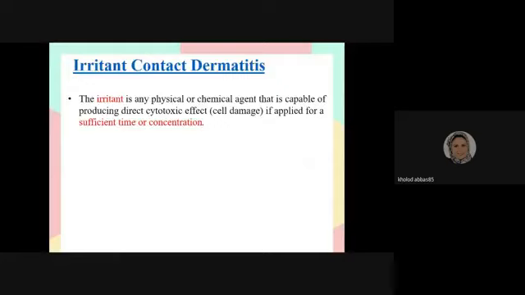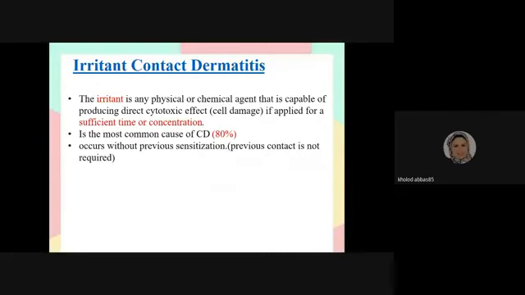Irritant contact dermatitis, the irritant is any physical or chemical agent capable of producing direct cytotoxic effect and cell damage directly. Of course, for anything to cause irritation, I need sufficient concentration and sufficient time. I have an irritant physical or chemical agent causing a cell damage if applied in a sufficient concentration and for sufficient time.